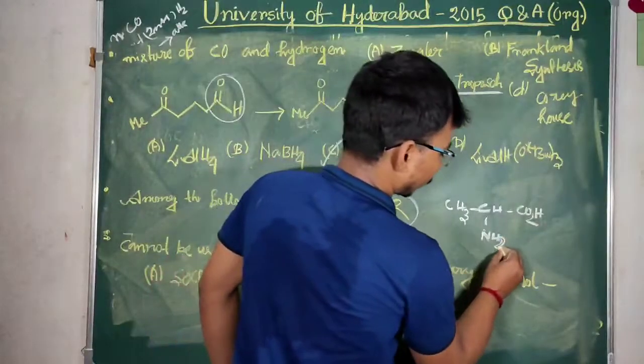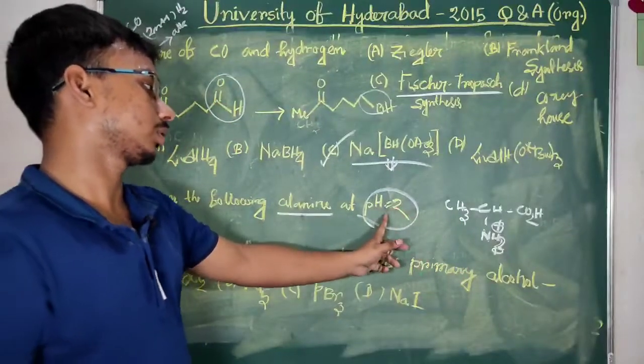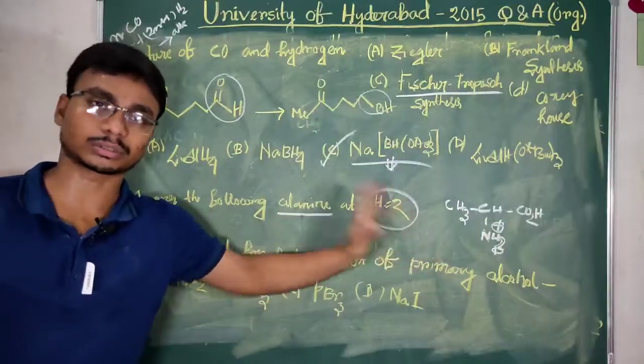The NH2 group will be protonated in the acidic medium and form NH3 plus, and it will be the final structure at pH equal to 2 for alanine, and it will be the answer.